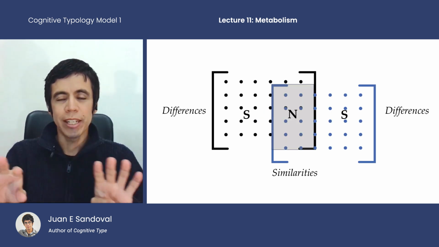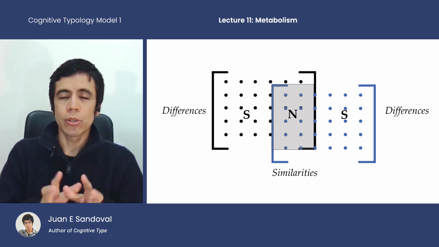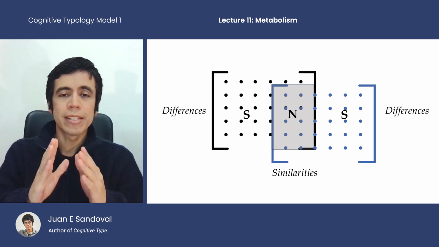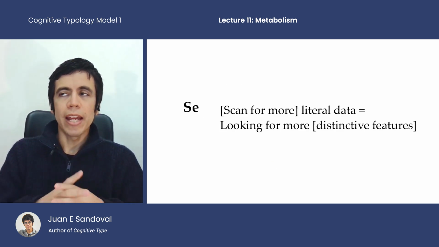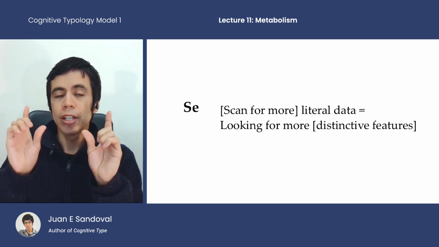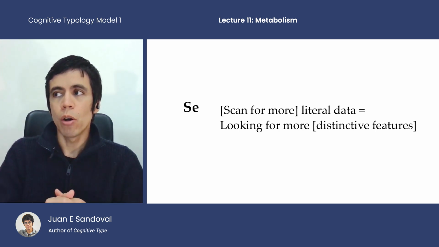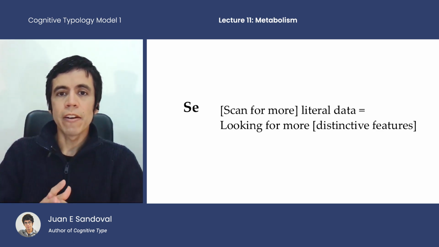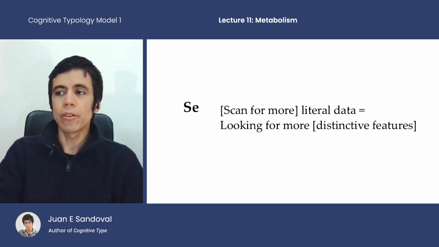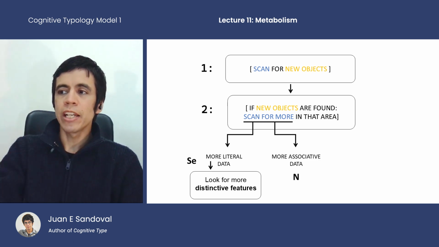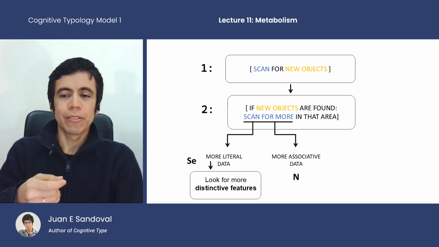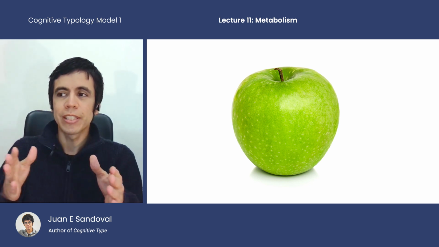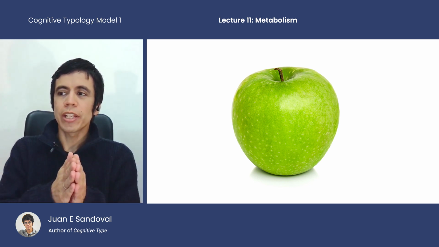So as we mentioned before in this Venn diagram here, the S process or literality likes to focus on what is distinct about things, not so much what is similar between them. And so when SE is scanning for more literal data, it is looking for what we might call distinctive features, features that set things aside as particulars, because that's what literal data is. So scanning for more data equals looking for more distinctive features. So if we're looking at, let's say, an apple here, it's not just a generic apple, because that has no distinctive features. We're looking for what's distinct about it.